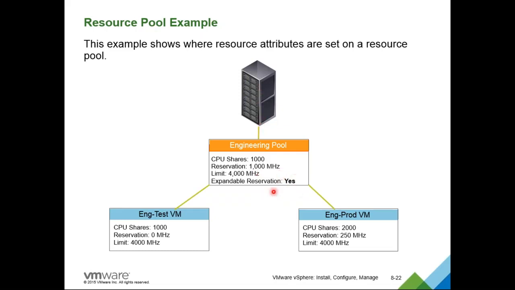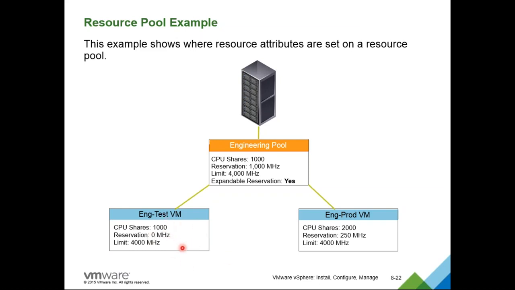So if the engineering pool resources exceed this limit of 4000 megahertz, it can access the resource from its parent resource pool. It can access the resource from your parent pool. Okay, that is the reason I enabled the expandable reservation. Under this, I have created two VMs, in production and engineering test environment.